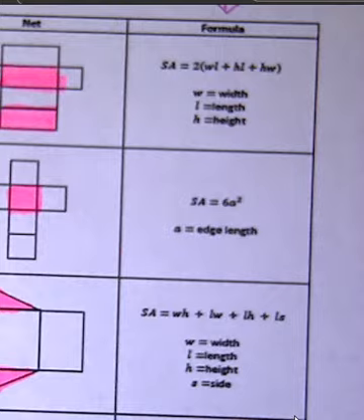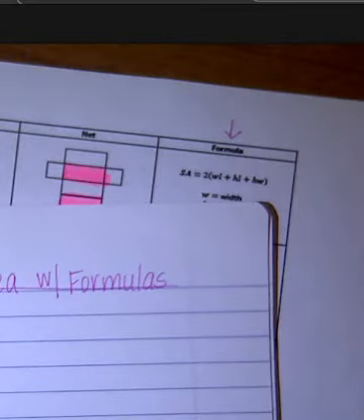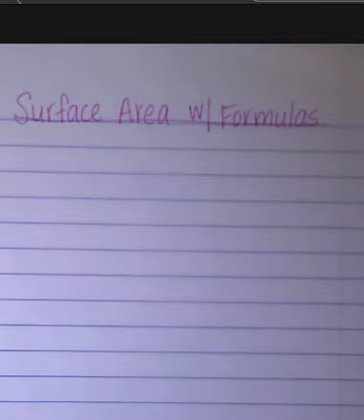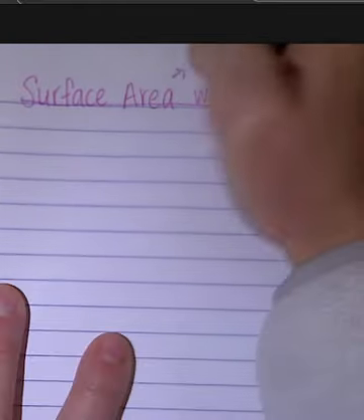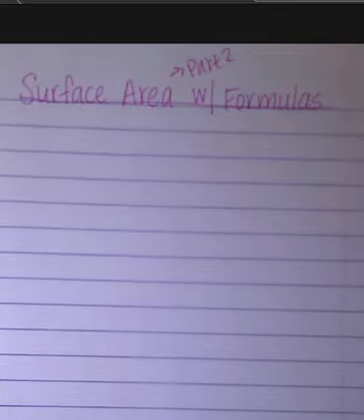So I'm going to pull in my journal notes, and I'm actually going to zoom out a little bit. In your journal notes, I want you to title this next page Surface Area with Formulas. Surface Area with Formulas. This is like part 2 of last night's lesson. Part 1 was using the composite figures, the nets, and getting the formulas there. And then part 2 is teaching you how to use these formulas.